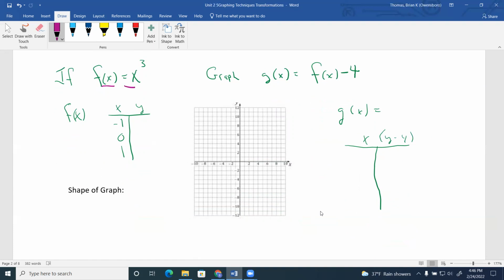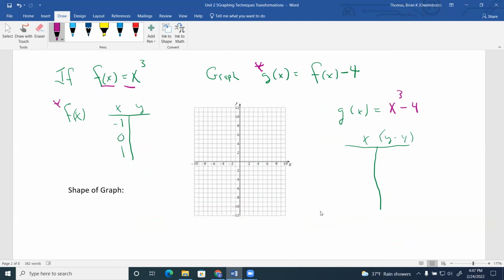And our goal is to graph this function over here, g of x equals f of x minus 4. So in other words, the parent function, which is x cubed, we want to subtract 4 from it. Our goal, though, is to use the parent function to start with. So our goal is to graph this f of x to start with. So I'm going to make a little table here.